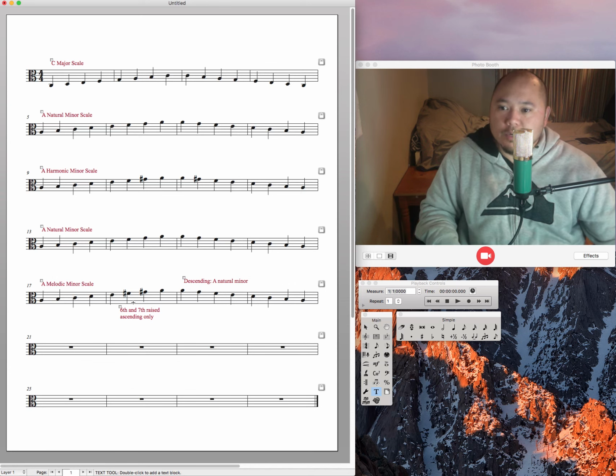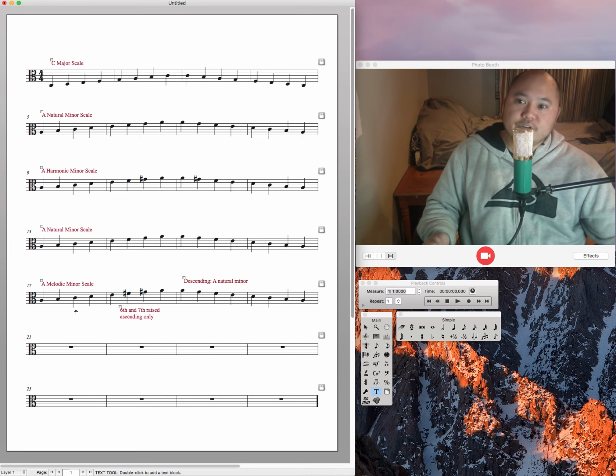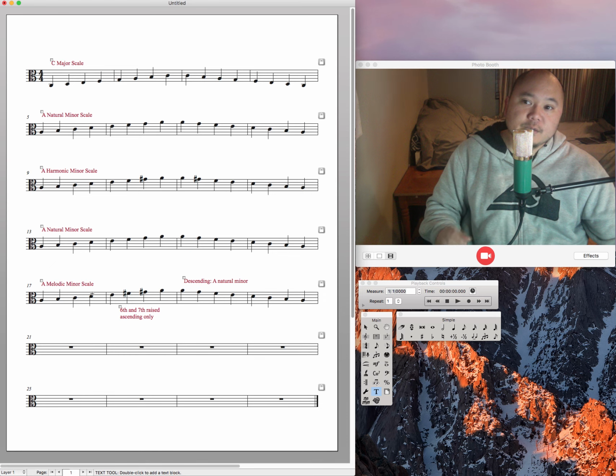Okay, so if you look at the two scales up here, descending is A natural minor. Ascending is your 6th and 7th scale degrees raised. Okay, so F is F sharp here, and G is G sharp. Okay, so that's that. Those are your 3 relative minor scales. I'm going to review this one more time.